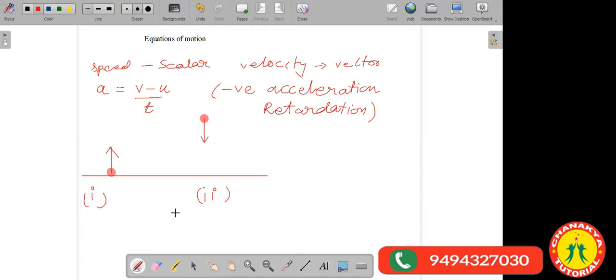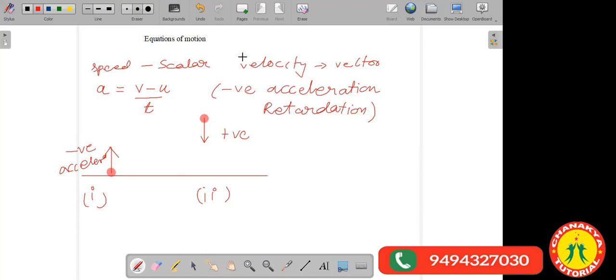Sir, in the first case, where we throw the ball up, we will have negative acceleration, because the speed of this ball will decrease, and the final velocity will be 0. Yes. So here it is a negative acceleration, and here we have positive acceleration because the speed is increasing. When you drop it, its speed increases. So this is a positive acceleration.